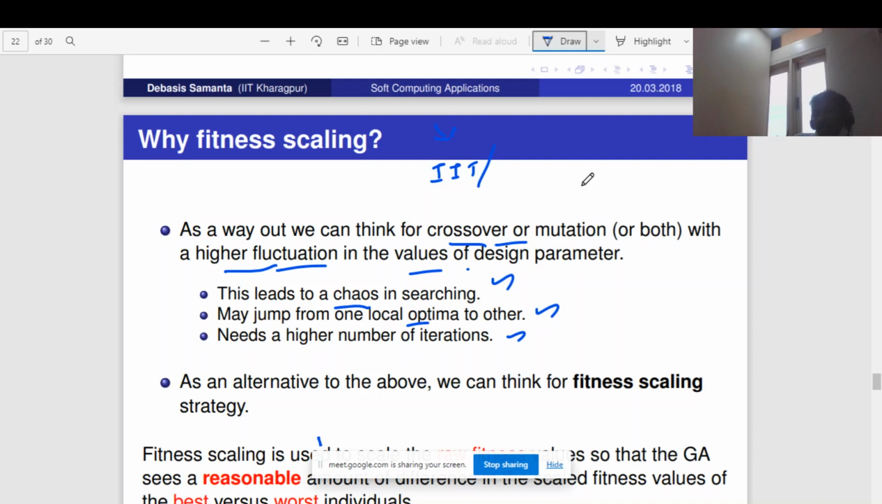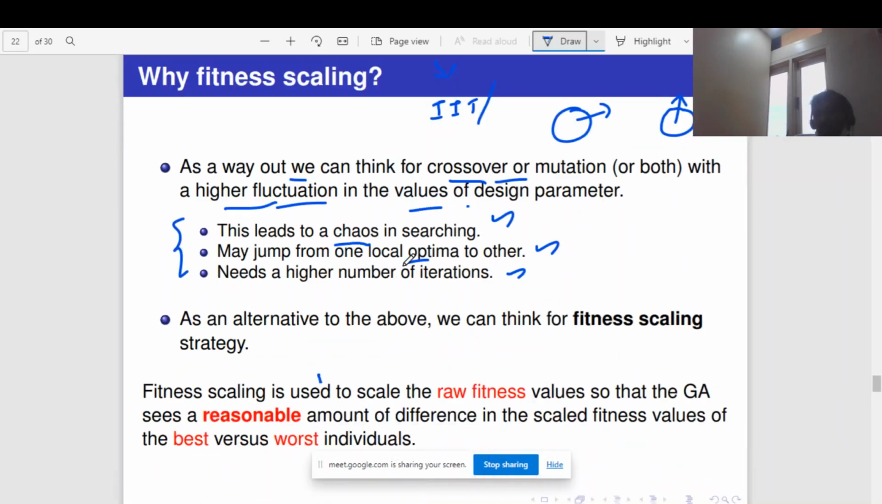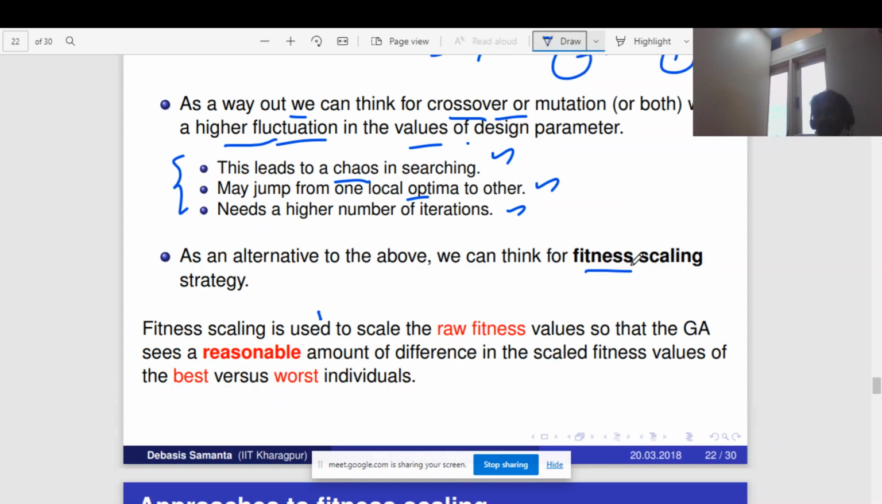Local optimum means what? In one place, that is the best solution. In IIIT, some student is the best. That is a local optimum. Maybe in IIT Hyderabad, some other student may be the best. That is another local optimum. But the global optimum is the one who is on top of everything. In this type of problem, you cannot actually find the global optimum. You have to be happy with a reasonably good solution. So this way it won't work. It will be time consuming and it is not a wise approach. As an alternative, we are thinking of this fitness scaling strategy.